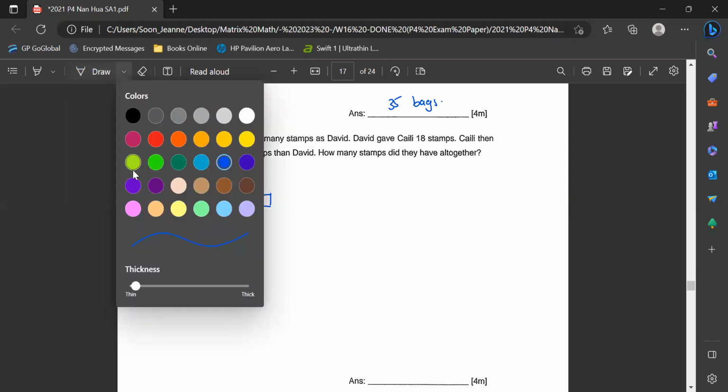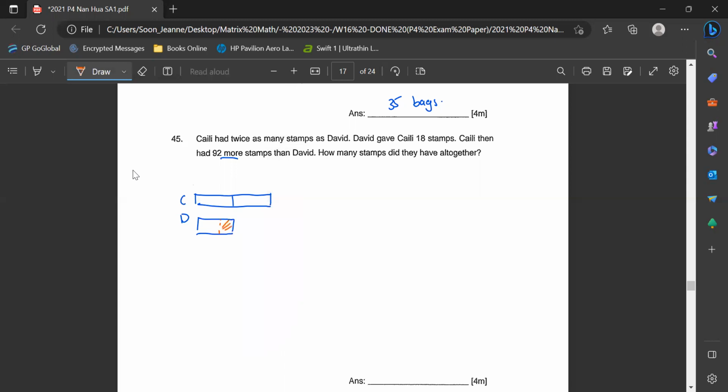So I'm going to use this. This is David, right? This one. 18 given to Kelly. So Kelly will increase by 18. Okay. So at the end, right? This is the new difference, which is 92. So don't forget that you need to find out what is 1 unit. Because you can actually find out here. So if this is 18, this is also 18, right? So that means what I need to find is 1 unit first. How to find 1 unit, which is this one. So you can take 92 minus 18.